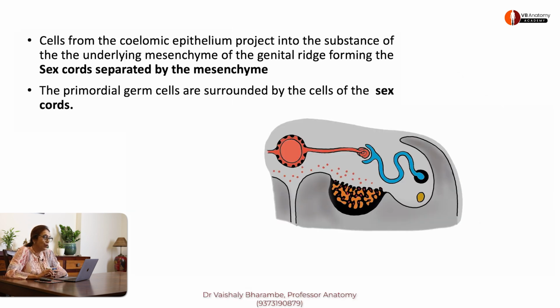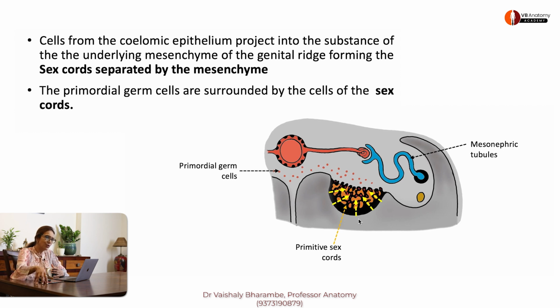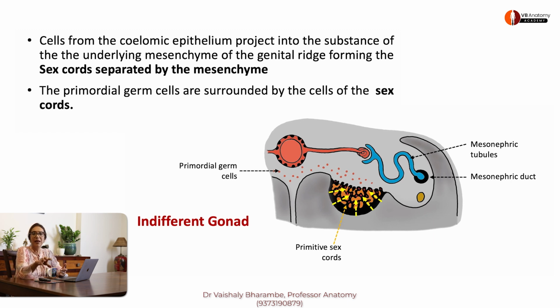Okay? Now what happens? The coelomic epithelium now begins to migrate inwards in the form of cords which are called sex cords. Okay, so these are the primitive sex cords. At this point also, so that's the mesonephric tubule and duct. At this point also the gonad is indifferent. The gonad does not know whether it's going to be a male or it's going to be a female. Then when will it know? When will it know whether it's going to produce a testis or an ovary?